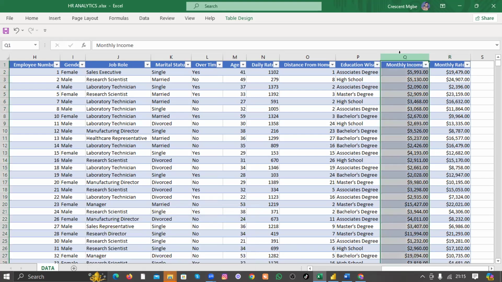Yes, sir. Sorry, please, before you proceed, I have a question. From the data set here, if the monthly income is everything you take home, then monthly rate, it's your fixed, like a salary that you're being paid. So why is it that the monthly rate is more than the monthly income?